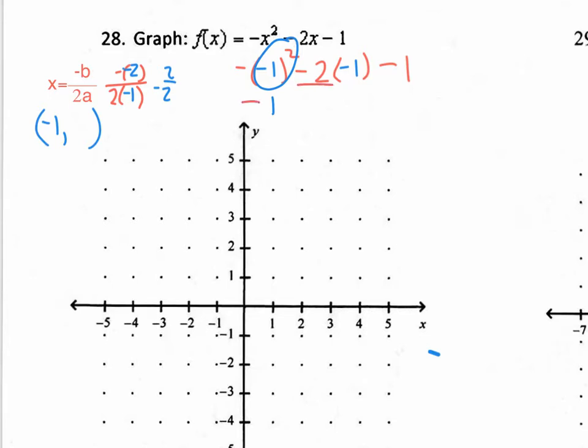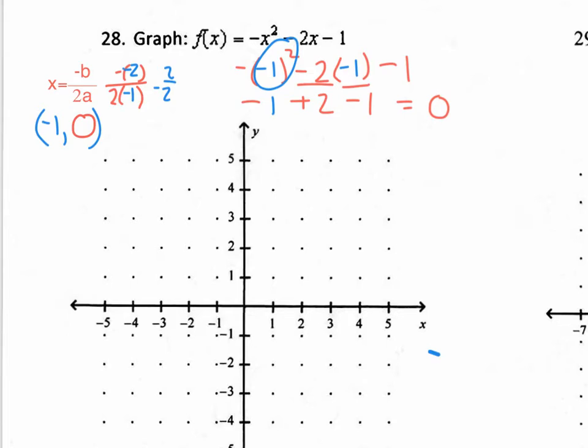Then we take a look at negative 2 times negative 1, that's a positive 2. And last but not least, we bring down the minus 1. And if we think about negative 1 plus 2 minus 1, the answer is 0. And that is our y value. Remember, we found x by using x equals negative b over 2a. We plugged it into the x spots, and of course I used parentheses. I worked it out. I got 0, and that 0 value is my y value. So the vertex is really negative 1, 0.